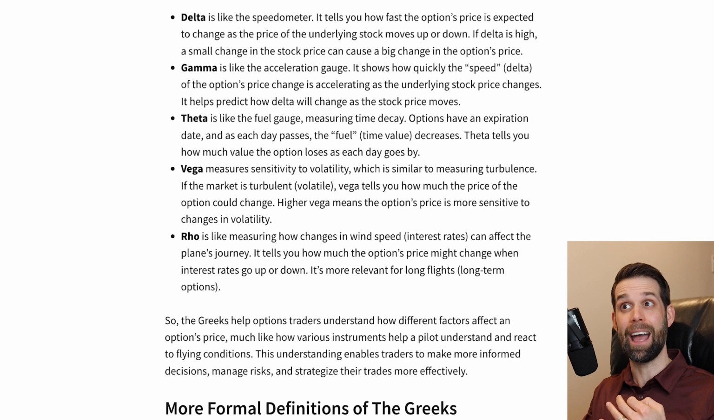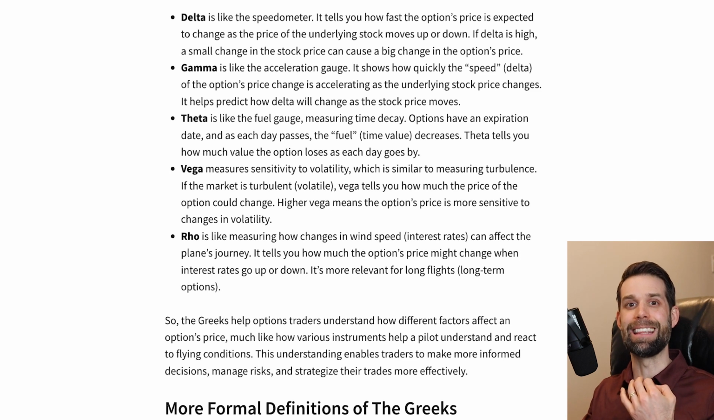So if delta is high, then a small change in the stock price can cause a big change in the options price. And again, we're going to go over a formal definition afterwards, but here, just think of delta like your speedometer. It tells you how fast the price of an option is going to move when the stock moves up or down.